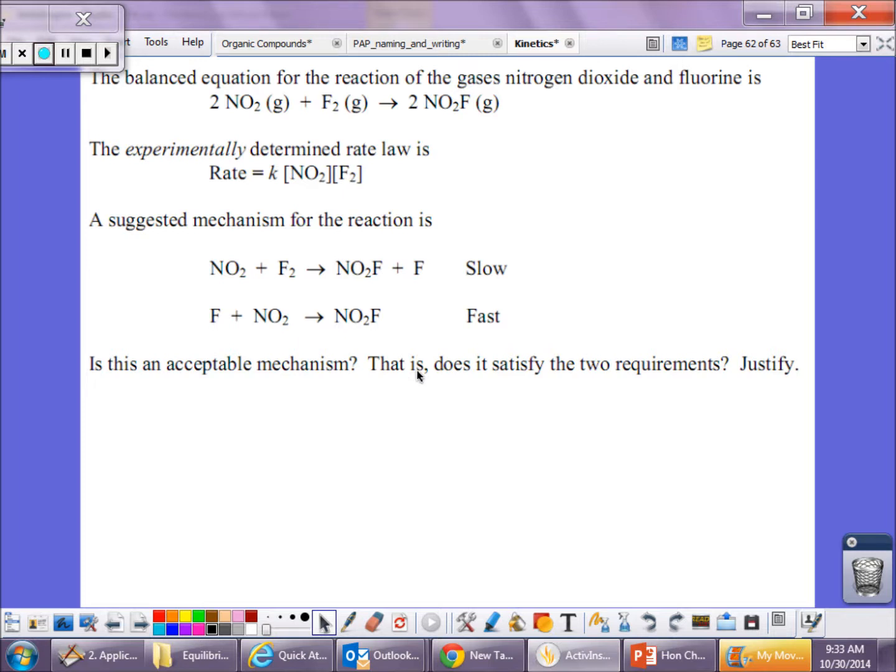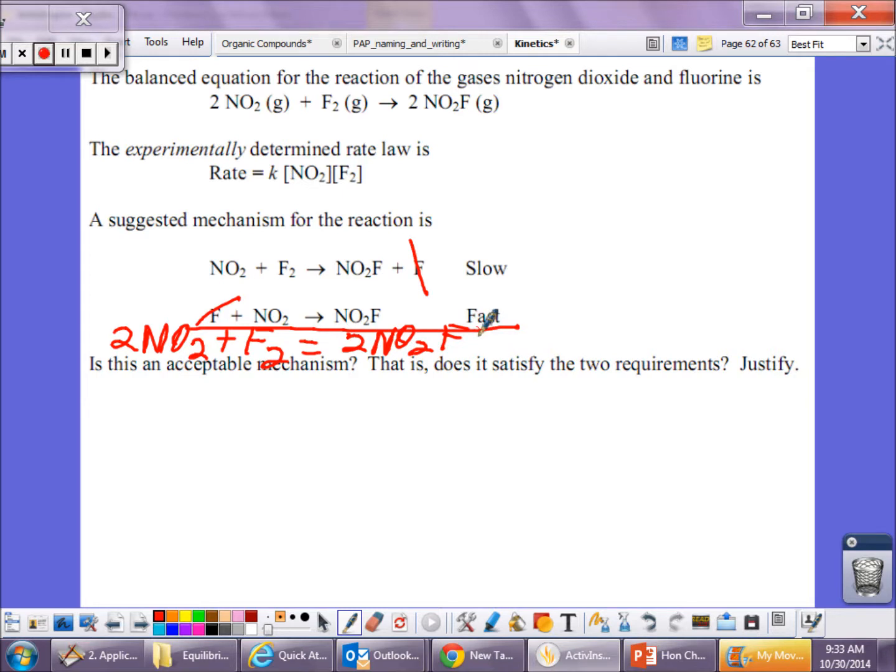The two requirements are, first, I'm adding those steps to see if it gives me the overall reaction. Okay? Add them up. I'm checking to see if there is any intermediate to cross out first. This is an intermediate. It is formed in the first step and used up in the second one. I don't see any other intermediate, so I add them up. That gives me 2NO2 plus F2 yield 2NO2F. This is just one condition.